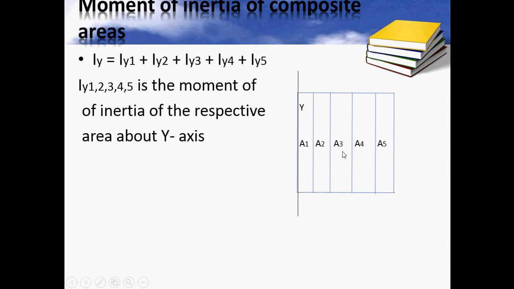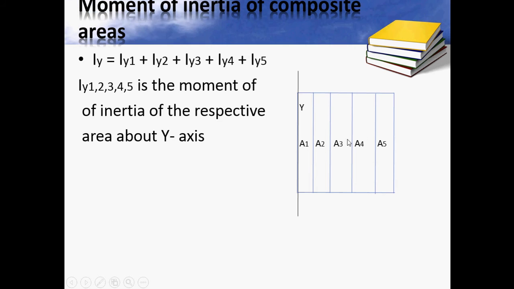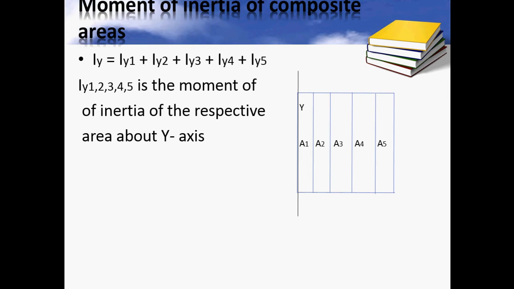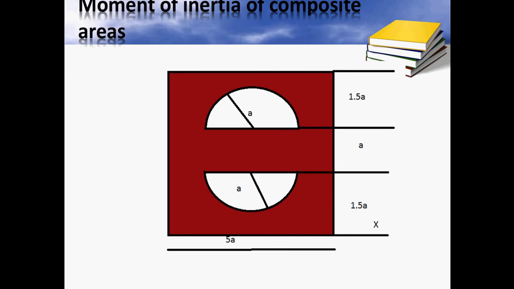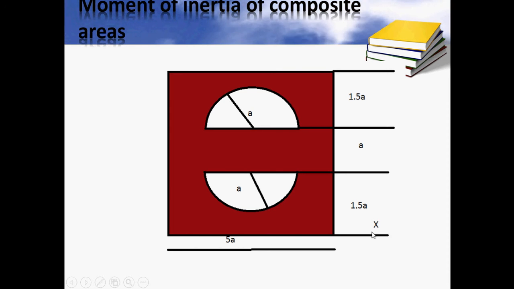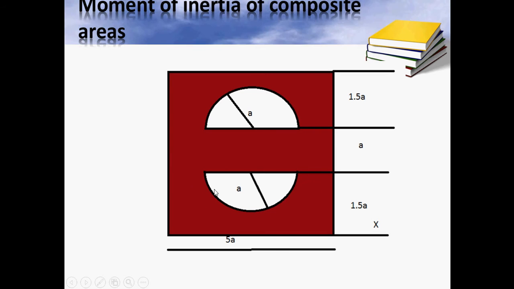Moment of inertia of composite areas. Let us consider an area A which is divided into smaller areas A1, A2, A3, A4, A5. The moment of inertia of A1 about the y-axis is I1. Moment of inertia of A2 about the y-axis is I2. Moment of inertia of A3 about the y-axis is I3. Moment of inertia of A4 about the y-axis is I4, and moment of inertia of A5 about the y-axis is I5. So for calculating the moment of inertia of the whole body about the y-axis, we have Iy equals Iy1 plus Iy2 plus Iy3 plus Iy4 plus Iy5.